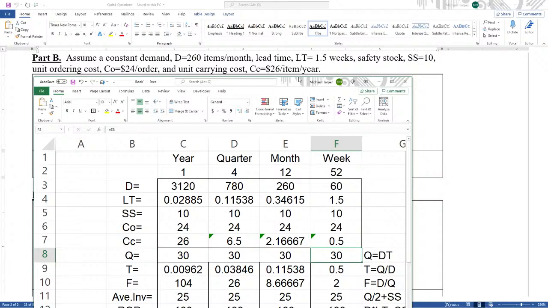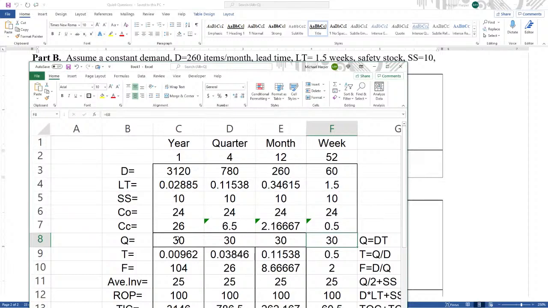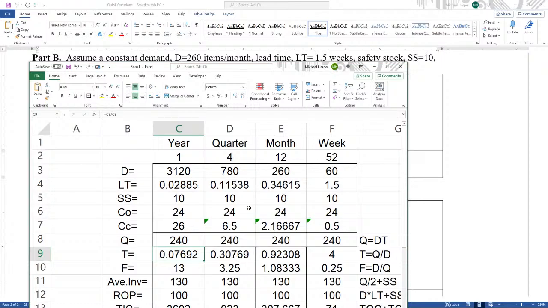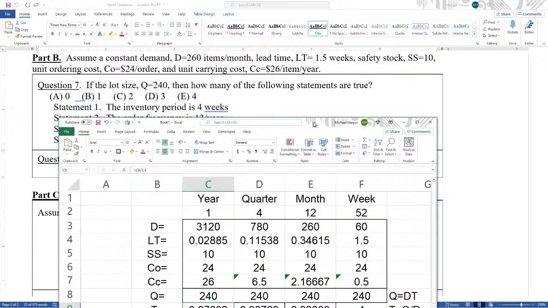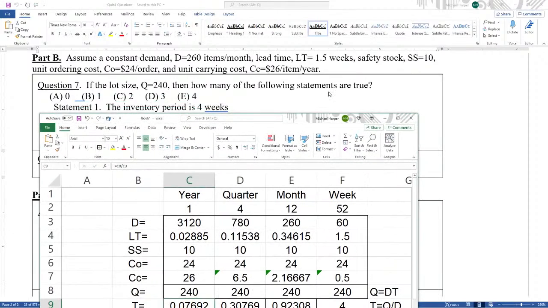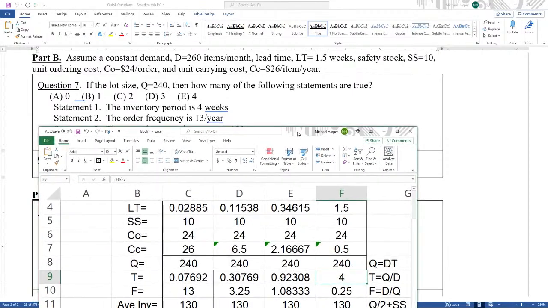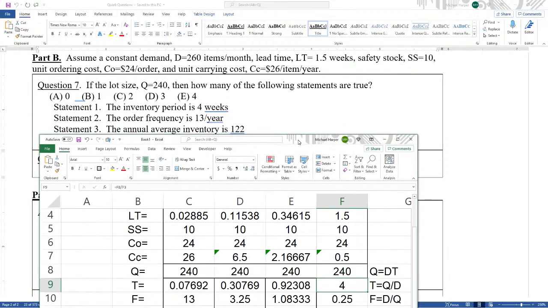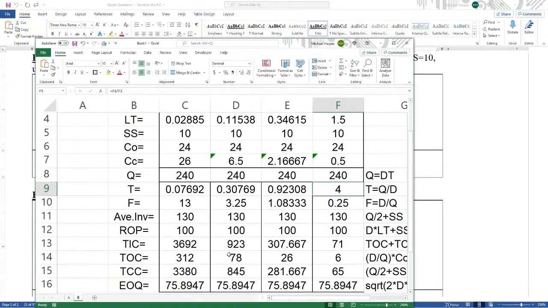Okay, now we come down here. If the lot size is 240, okay, now we have 240 as a lot size. Okay, then I say, how many of the following statements are true? The inventory period, aha. Well, we already have this. Inventory period is 4 weeks there. Then we have the order frequency per year. The annual average inventory is this. The reorder point is this. So all these will come from this table.